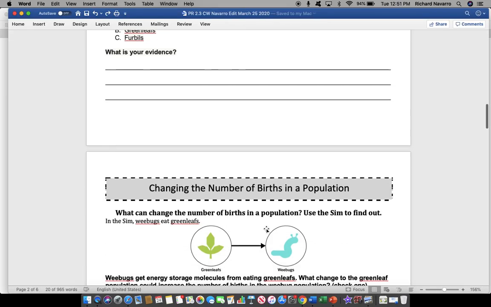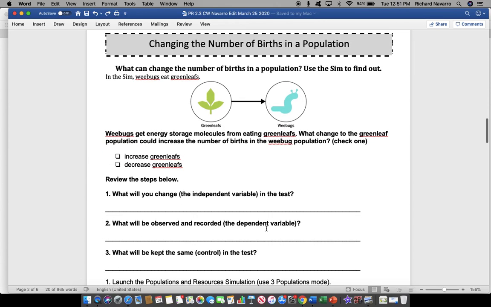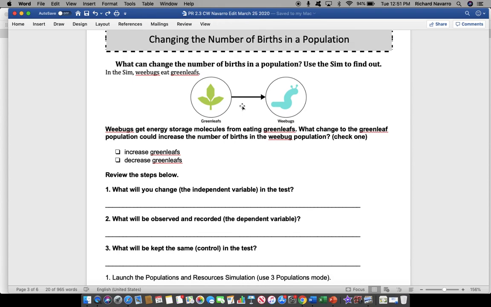Okay. The next part of the simulation, changing the number of births in a population. What can change the number of births in a population? We're going to use the sim to find out.